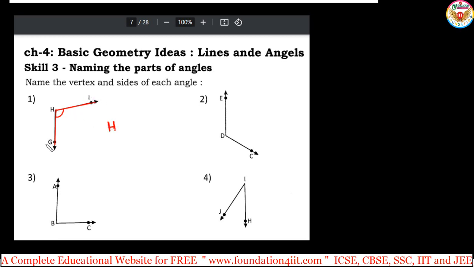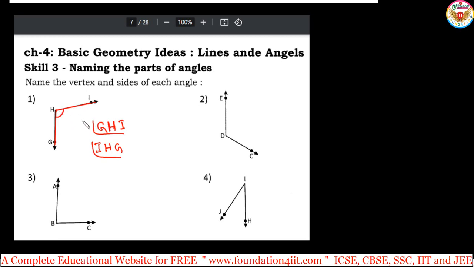Start I and this is G. So you can keep G, H, I, or you can write I, H, G. Both are the same. Now, vertex and sides. The vertex is H.